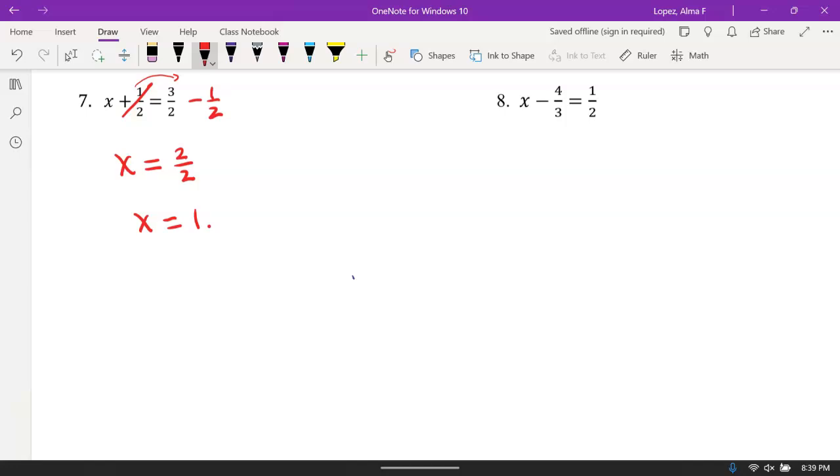Same thing on this one. I want to get the x all by itself on the left, but because it's got something added or subtracted on, your first step is to move it over. So we get x equals, and when I move the negative 4/3 over, I get plus 4/3. So I have 1/2 plus 4/3. I'm going to have to get a common denominator.